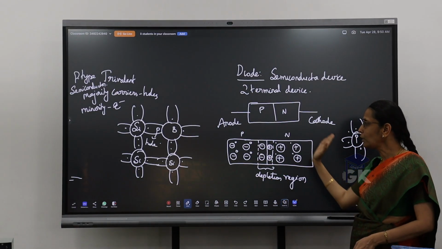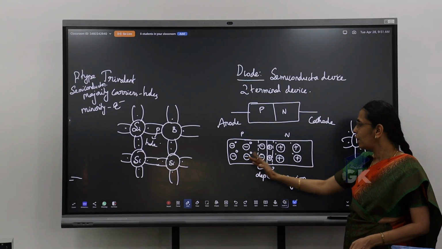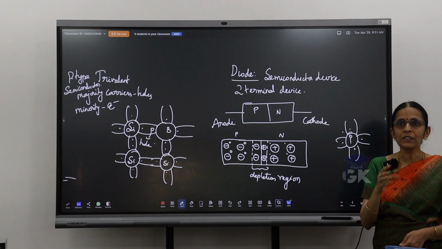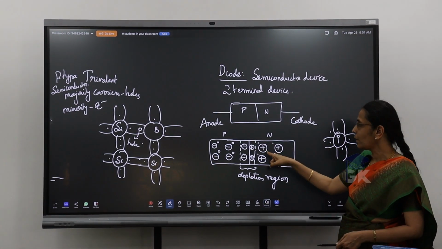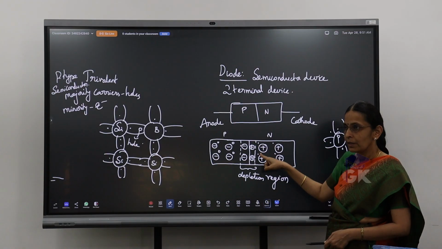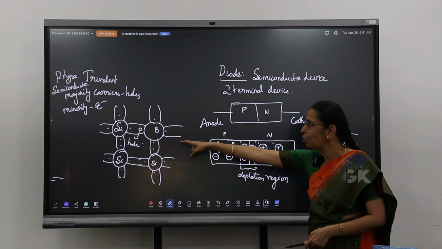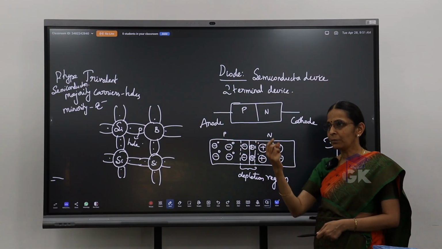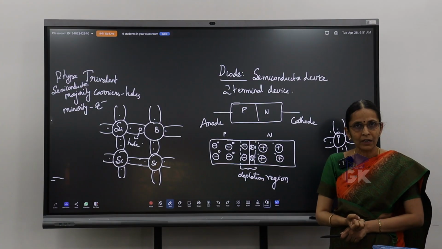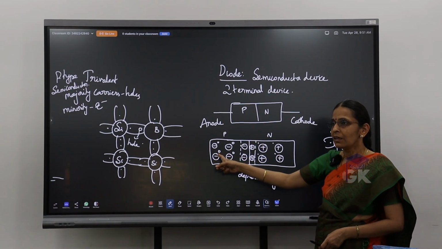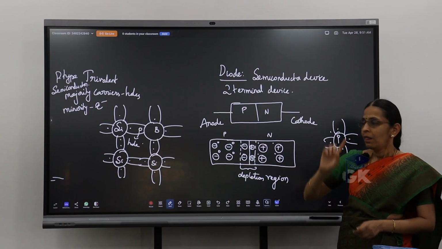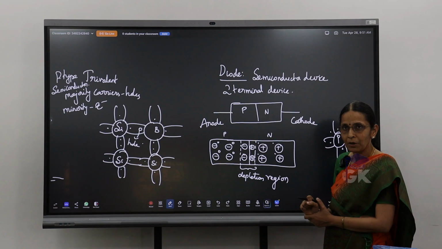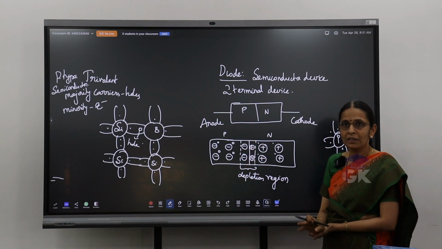So when I say my electron is moving from N to P, what happens there? This phosphorus ion is losing its negative charge. As it is losing its negative charge, it becomes what is called a positive ion. Right? Now this electron goes and fills the holes that are there on my P side. Now what happens here on the P side? The boron, the negativity has increased. It has gained one electron. As a result, it becomes a negative ion. Clear? Now in between, because this one has lost an electron, it has become positive. This one has gained an electron, it has become a negative ion.